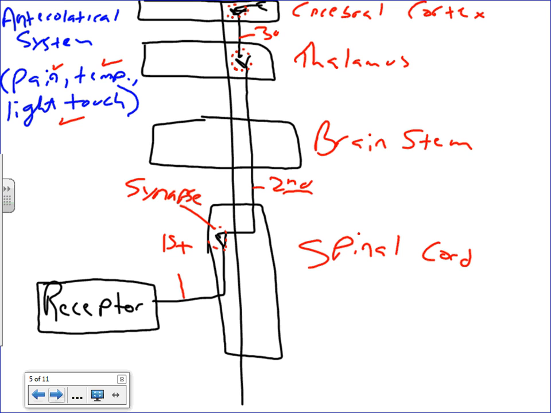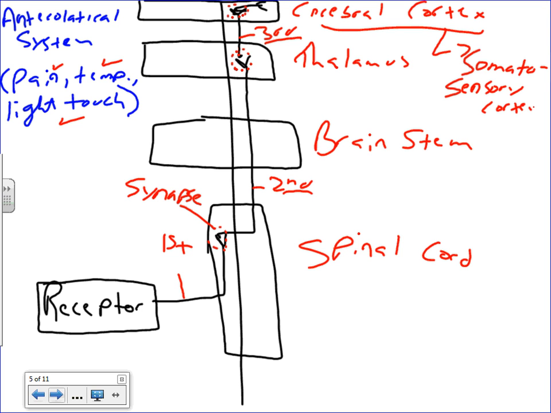And then the third order neuron in this pathway is being projected from the thalamus all the way up to the cerebral cortex. And then remember the fourth order neuron, essentially, again, same thing, is the somatosensory cortex, and the conscious interpretation of the stimulus. And again, there are different areas of this area of the cortex as well.